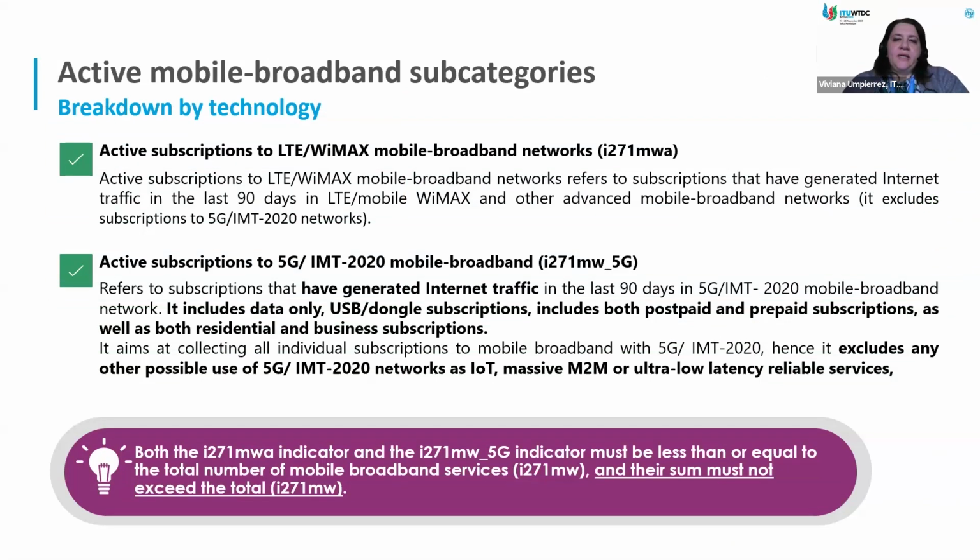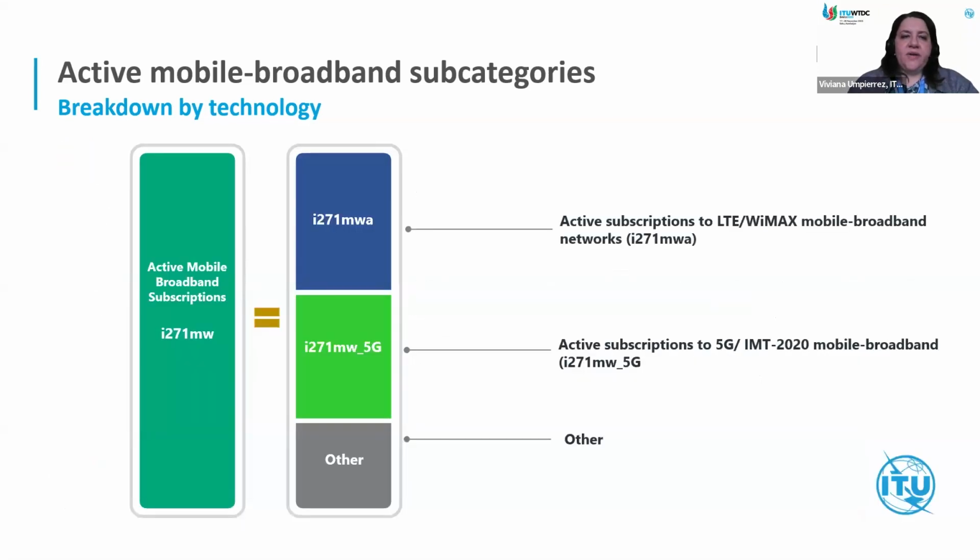Also, since the last year's questionnaire, after the EGTI group updated indicators, we are also asking for a breakdown by technology in the active mobile broadband subcategories. So we ask how many of the mobile broadband subscriptions are from the LTE WiMAX network and how many are from the 5G network. This information is also covered in the CRM, because the operator can have it there.